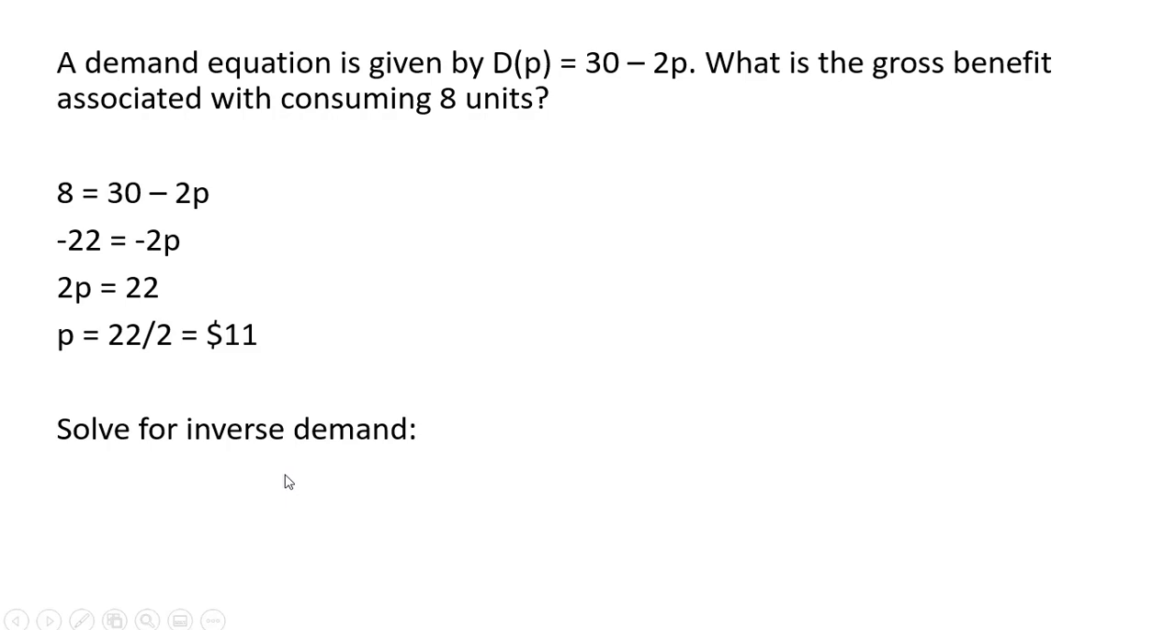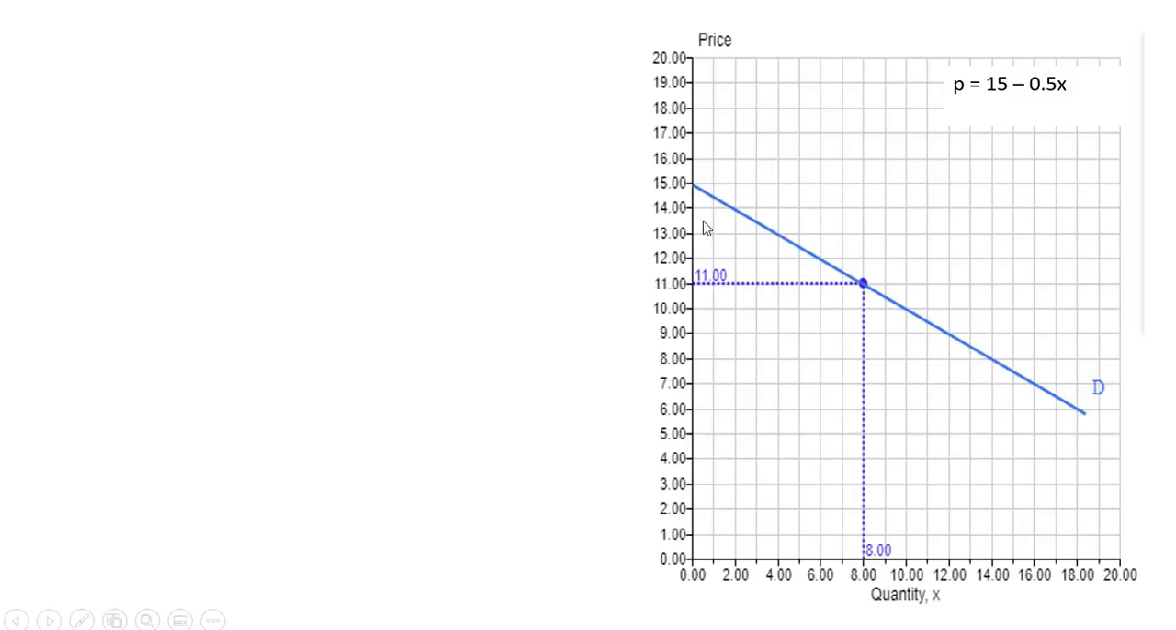Let's now solve for the inverse demand. So setting the left-hand side equal to the quantity demanded of good X, and solving for the price. Subtracting 30 from both sides, and now dividing through by 2. 30 divided by 2 is 15, and then 1 over 2 is just 0.5. And if we were to graph that demand curve, we get something like this, with a vertical intercept of 15. And as we saw when we plugged $11 into the demand equation, the quantity demanded was 8.